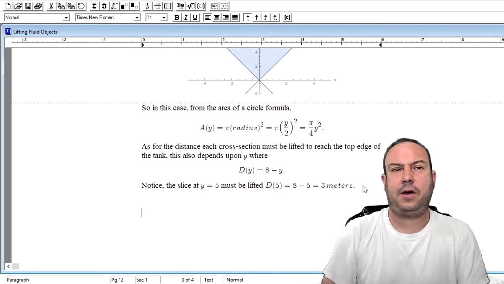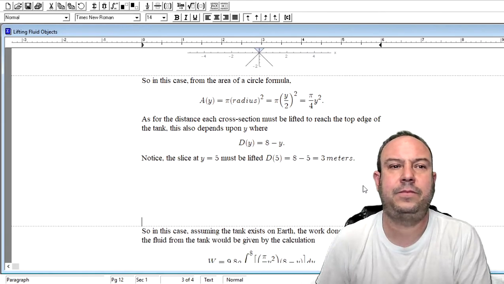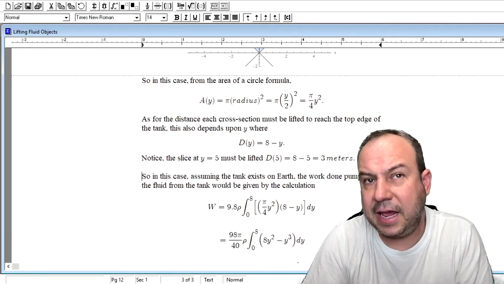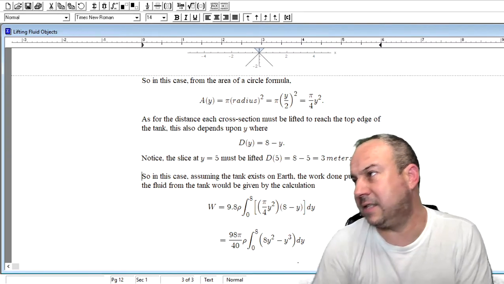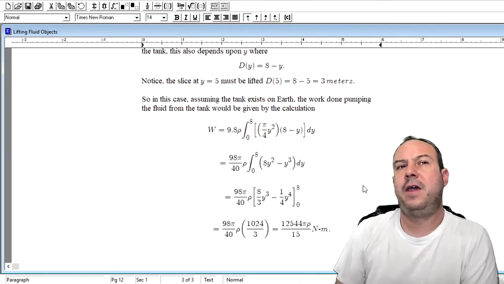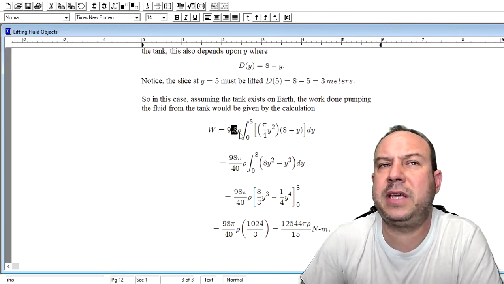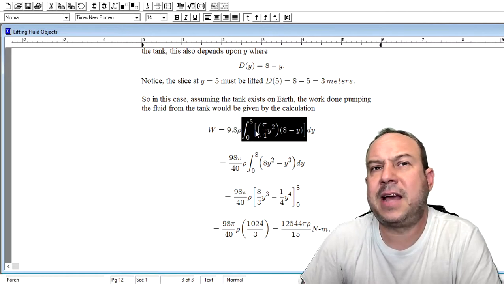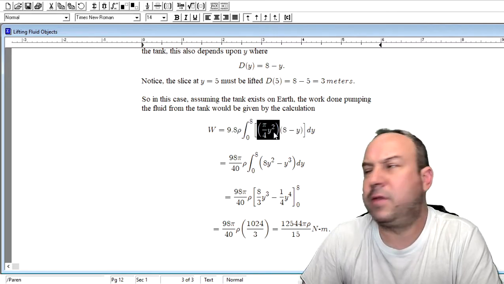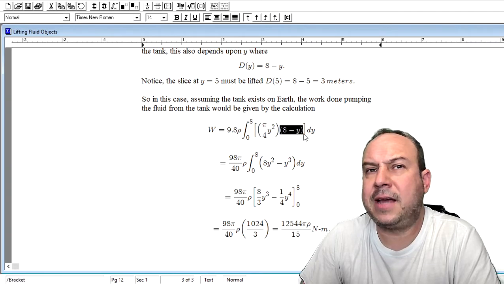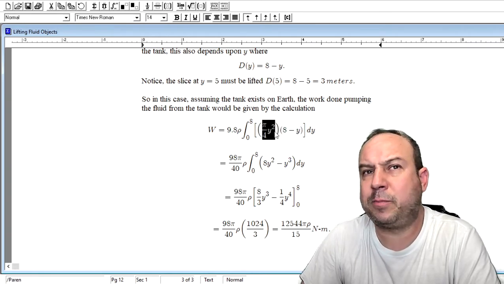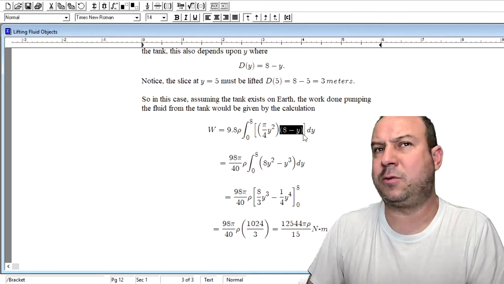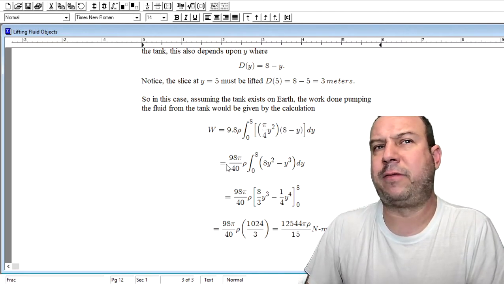So in the case of this tank, assuming it exists on Earth, the work done pumping the fluid from the tank would be given by 9.8 rho, 9.8 times the density, times the integral from 0 to 8 of the quantity a_y times d_y, where a_y is pi over 4 times y squared, and d_y is this quantity 8 minus y.